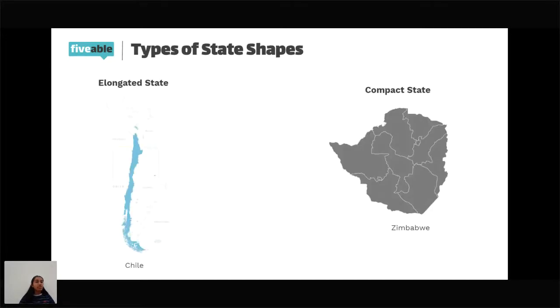The first type of state shape is an elongated state, and the most common example that you will see is Chile. Obviously, it's a very long strip of land. What happens in an elongated state is that there's isolation at the edges and problems regarding communication, travel, governance, and defense. When you're living in the center, you are closer to all parts. But when you're living at the edges, it's hard to communicate with the rest of the country and travel to the other side of the country.